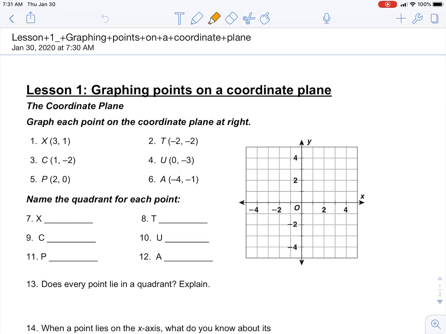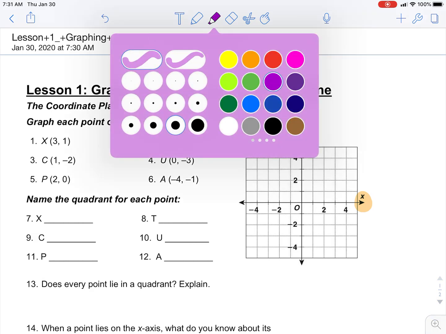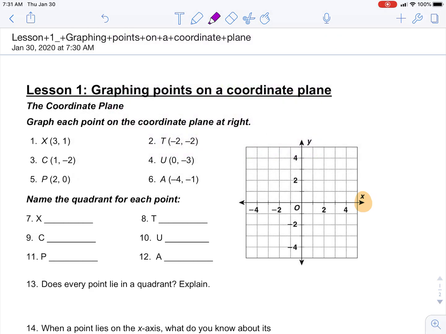Graph each point on the coordinate plane at the right. So we're going to use this coordinate plane on the right to graph these 6 points. Remember, when you graph points, that you have to use the x-axis first. So that is the horizontal axis that I'm highlighting in orange. And then you have to graph the point on the y-axis second. So you always go left or right first, and then up or down second to create the 1 point.